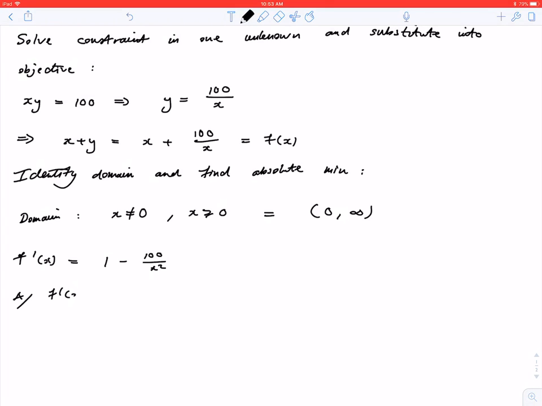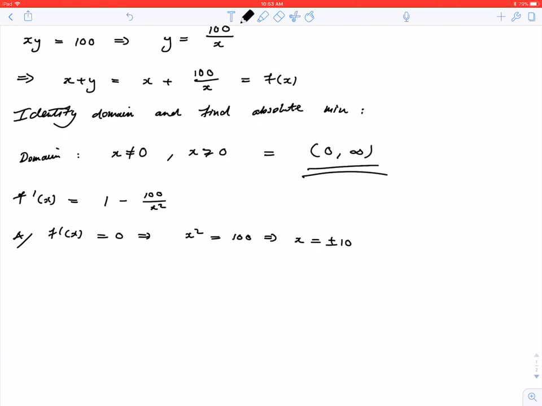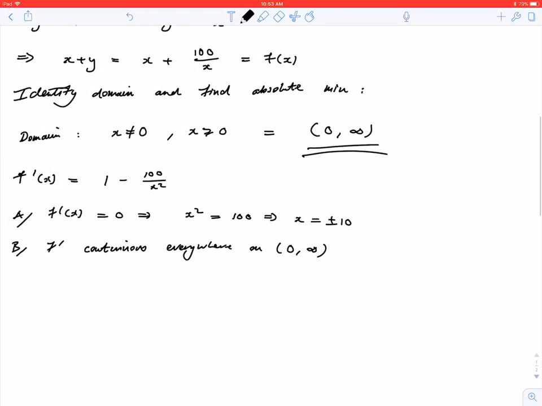So f prime of x is equal to 0. That implies, rearranging this, x squared is equal to 100. That implies x is equal to plus or minus 10. Remember though, the minus won't matter because we're only dealing with things which are strictly positive. Second, f prime, well, there's a problem with 0 in general, but I'm only dealing with the function on 0 to infinity, so f prime is continuous everywhere if I'm restricting to 0 to infinity. So there are no type B points.